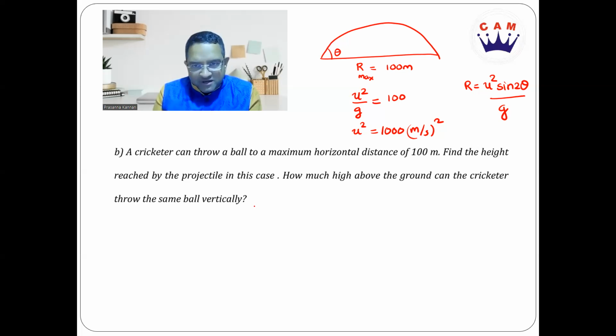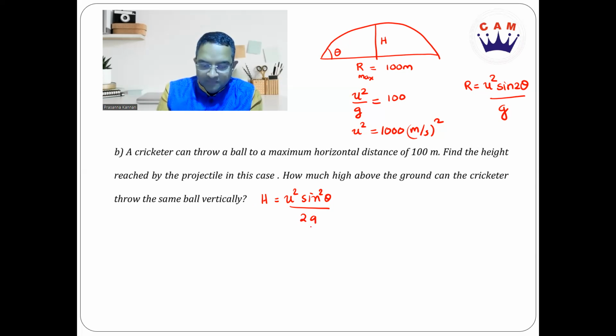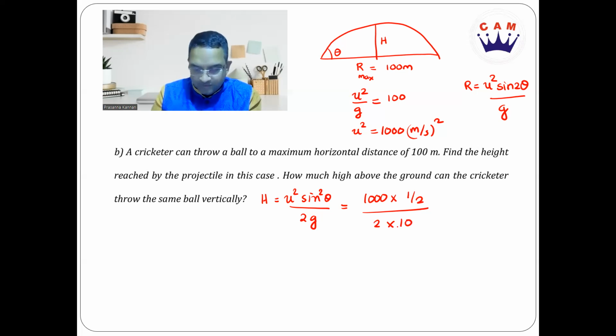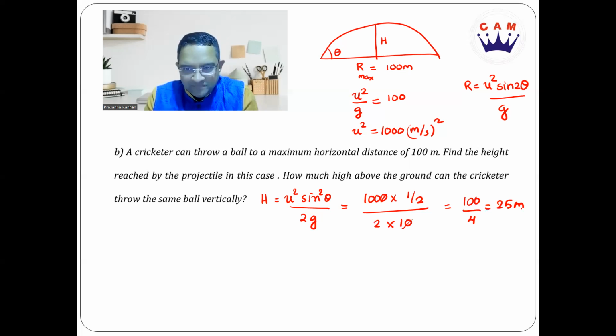Find the height reached by the projectile in this case, right? So what is going to be the maximum height? What is the expression for max height? U square sine square theta by 2g. Right? So your U square is already ready with us, 1000. Theta is 45, sine theta is 1 by root 2, sine square theta will be 1 by 2. Then I have a 2, then a g here, so the g will get cancelled. 100 by 4, so that's going to be 25 meters. Is that clear?